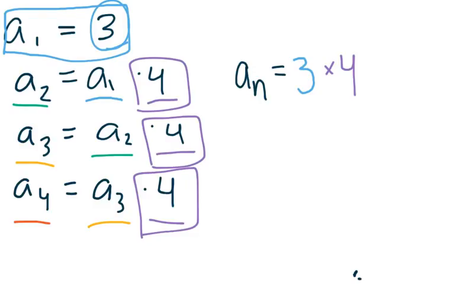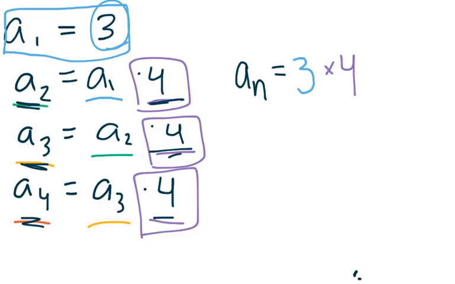So for example, for a sub 2, we multiply by 4 once. For a sub 3, we've multiplied by 4 twice now. For a sub 4, we've multiplied by 4 3 times now. So the number of times that we multiply by 4 is 1 less than the value in the sequence. So again, for the second value in the sequence, we multiplied by 4 once, and so on.